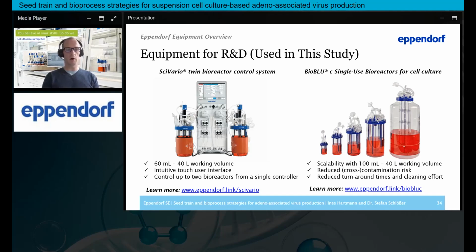And together with that, you can use our BioBlue-C single-use bioreactors for cell culture. You can see a little selection here. Those are scalable, available in different formats from 100 milliliter up to 40 liters here. They really reduce cross-contamination risk or contamination risk in general, and they can reduce turnaround times and cleaning efforts. And I've seen there are also some questions regarding this. We will come to that in a second.